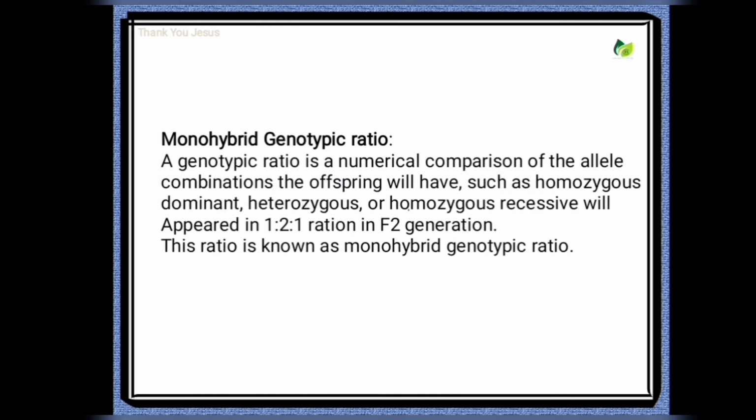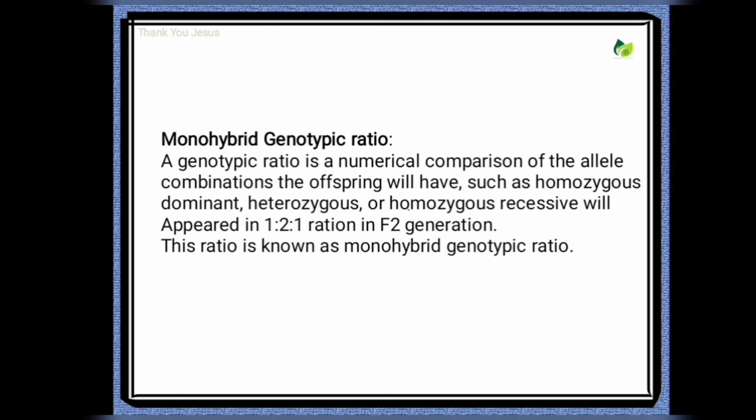Next term, monohybrid genotypic ratio. A genotypic ratio is a numerical comparison of the allele combinations the offspring will have, such as homozygous dominant, heterozygous or homozygous recessive, which will appear in a 1:2:1 ratio in the F2 generation. This ratio is known as the monohybrid genotypic ratio.